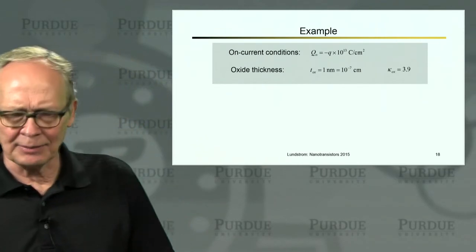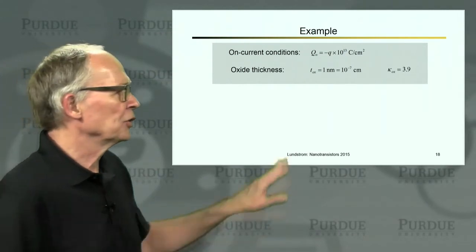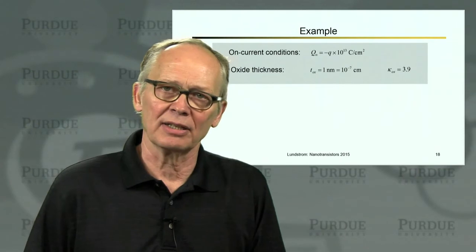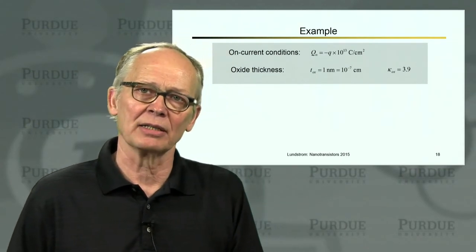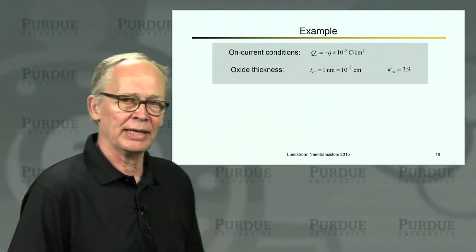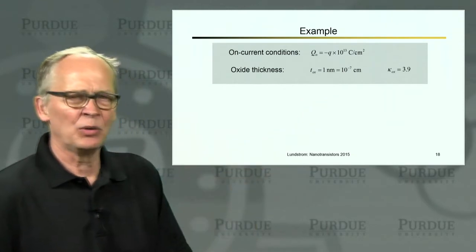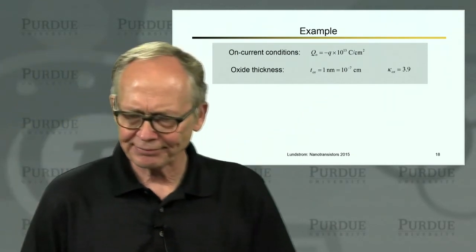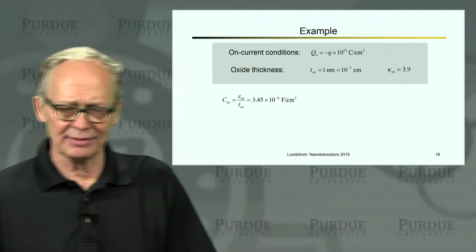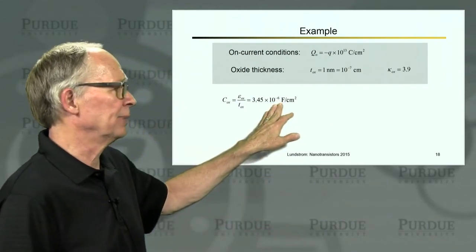Okay, let's do an example. How big is this semiconductor capacitance? Under typical on-current conditions, we might have 10 to the 13th electrons per square centimeter in the channel of a MOSFET. So we can compute the charge by multiplying by q, with a negative sign because it's a negative charge. Let's assume that I have a 1 nanometer thick oxide. That's a reasonably thin oxide, close to the kind that people might be using these days. So we can compute the oxide capacitance.